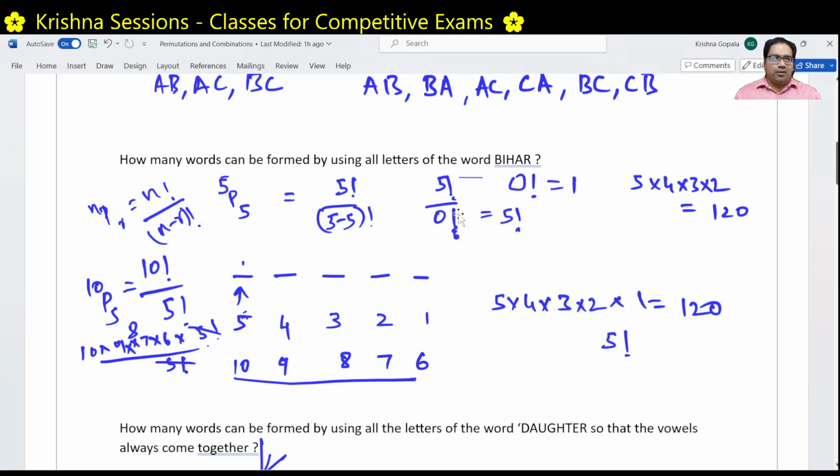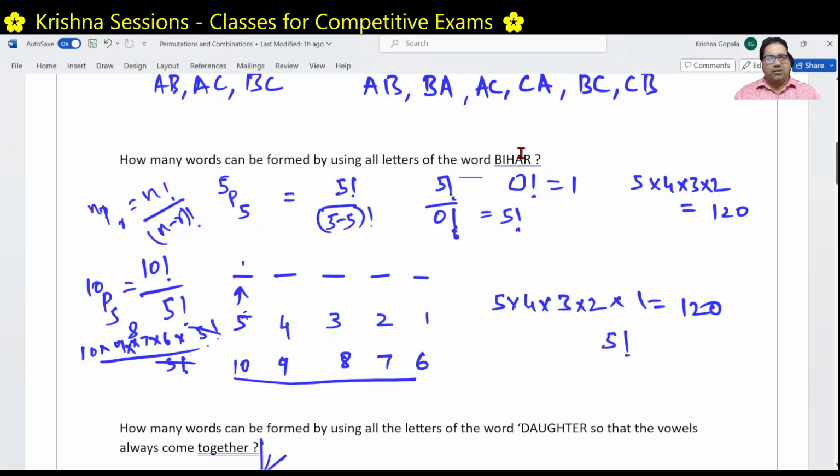For this, our mathematicians have defined 0 factorial to be equal to 1. Okay, you should remember this. By definition, 0 factorial is always 1. You should not worry about this. Then 5 factorial by 1 becomes 5 into 4 into 3 into 2 into 1, which is equal to 120. So how many words can be formed by using all letters of Bihar? Because all 5 letters are different, it is 5 factorial, 5P5.